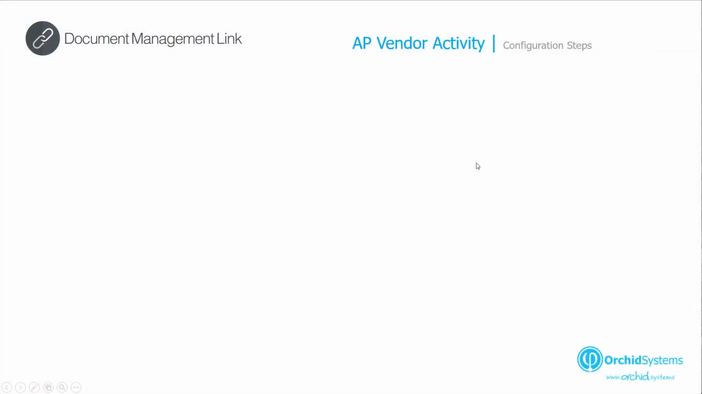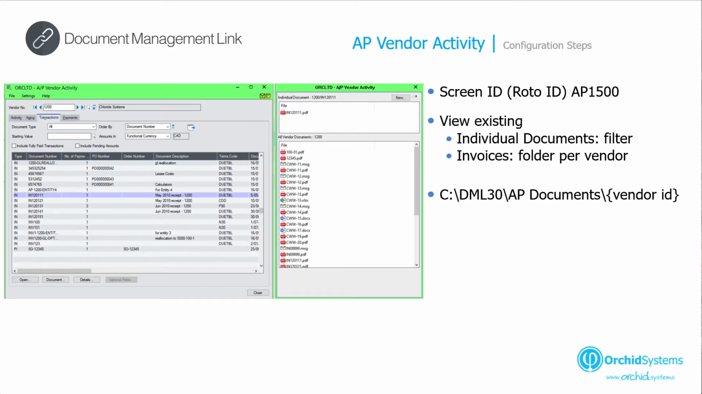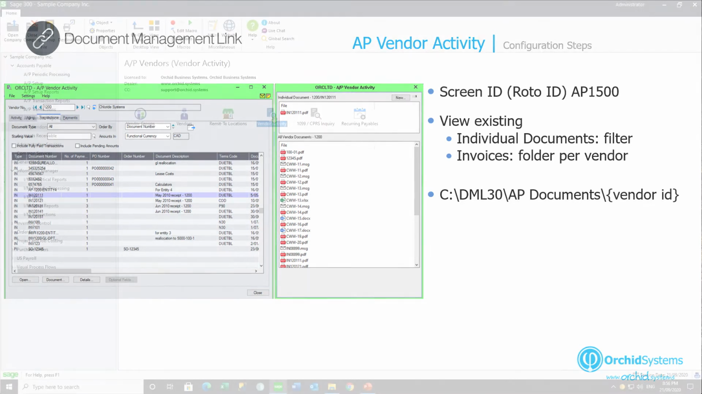So the next configuration we're going to do is around the AP vendor activity, which is the AP 1500 screen. We want to see those same two boxes. So for our posted transactions, we also want to see the individual document in the top box, and we want to see all the vendor's documents in the middle box. So this will be two configuration rows for the AP 1500 screen in a similar way as what we did for the AP invoice entry.